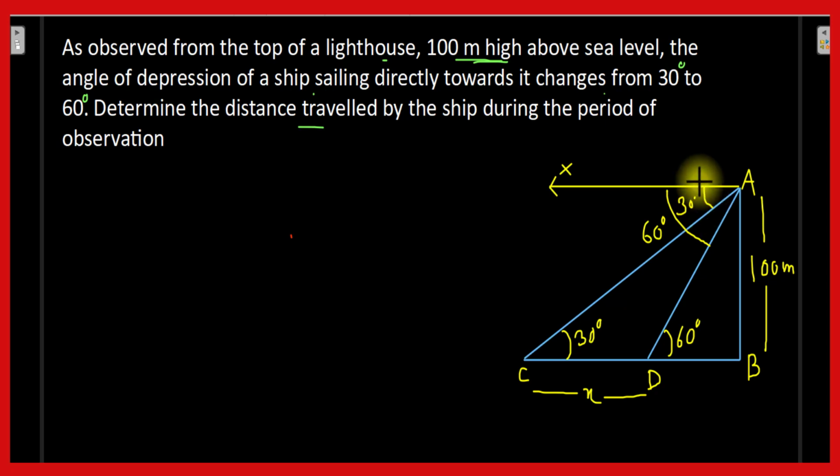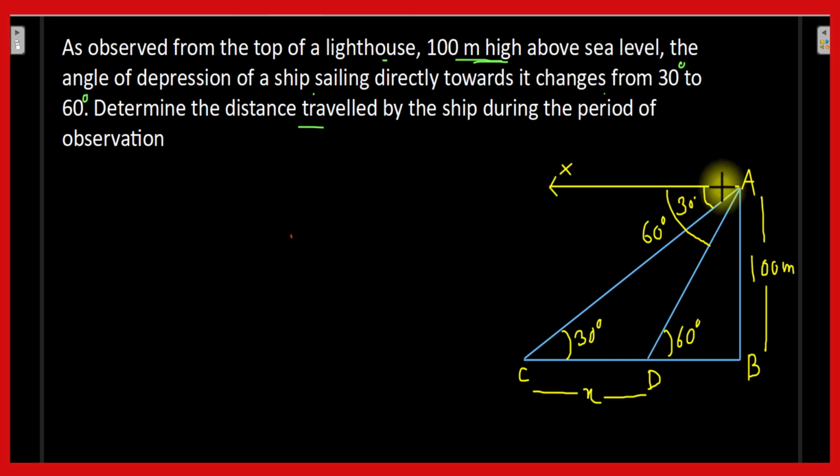It means the angle of depression initially is 30 degrees and then it becomes 60 degrees. It means that the angle of depression is increasing, so the ship is sailing towards the lighthouse AB. And we have to find the distance between C and D, the original position of the ship and the present position of the ship. So let this distance be x. We will assume that this distance is x.